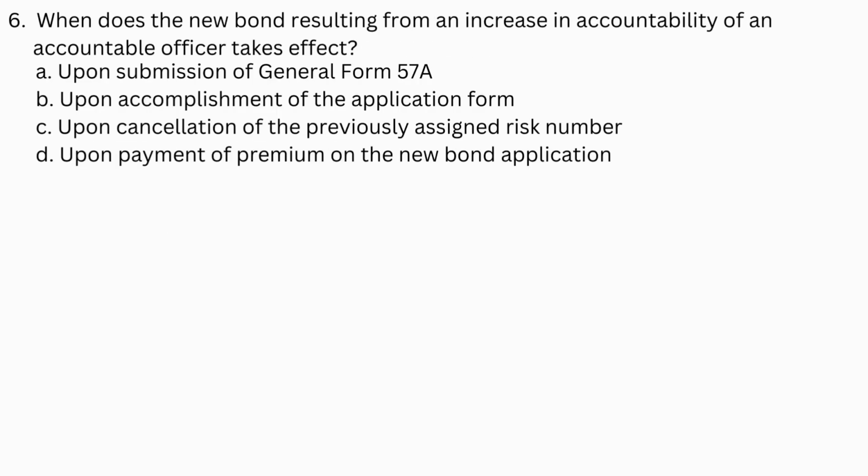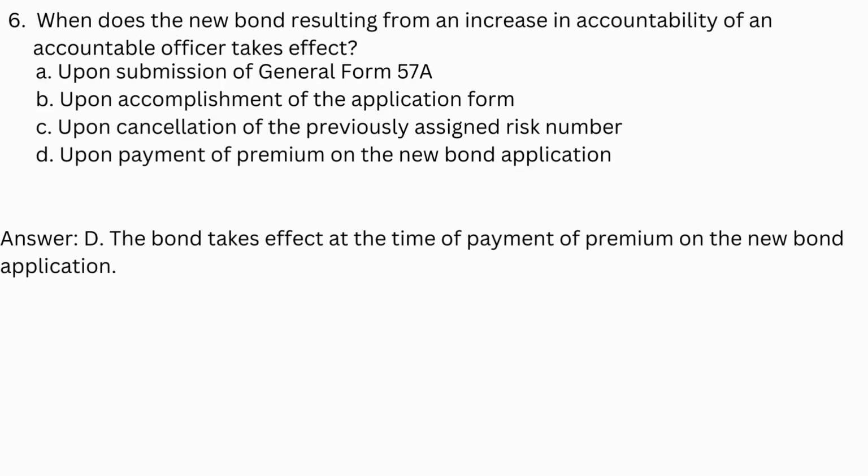Number 6. When does the new bond resulting from an increase in accountability of an accountable officer take effect? A. Upon submission of General Form 57A. B. Upon accomplishment of the application form. C. Upon cancellation of the previously assigned risk number. D. Upon payment of premium on the new bond application. Answer, letter D. The bond takes effect at the time of payment of premium on the new bond application.